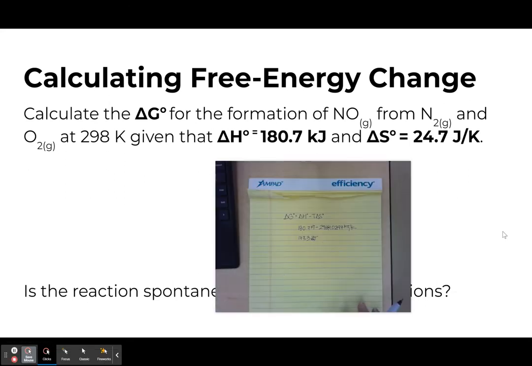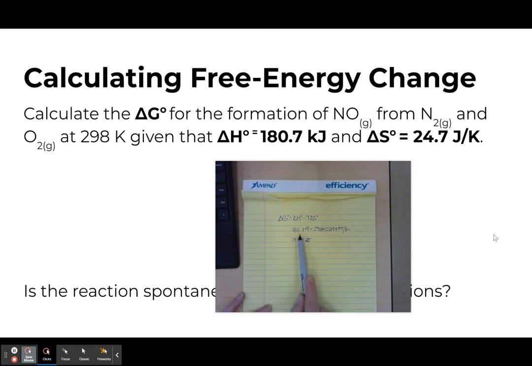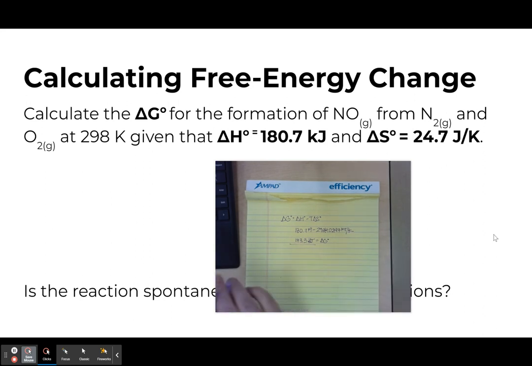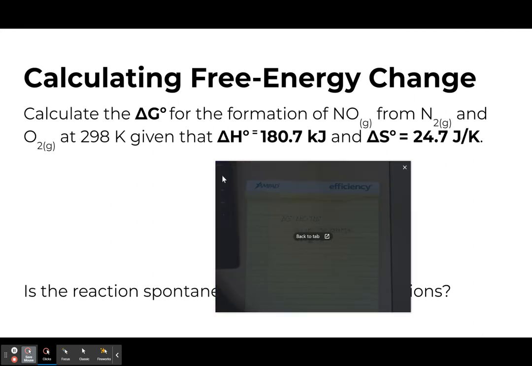So here's how I did this. I took the 180.7 kilojoules, that's my enthalpy term. I subtracted 298 Kelvin multiplied by my entropy, which I converted to kilojoules. The Kelvin cancels. So this was about a 7. And then I subtracted that, so I got a positive 173.3 kilojoules is equal to our delta G. And since it is positive, this is a non-spontaneous reaction.